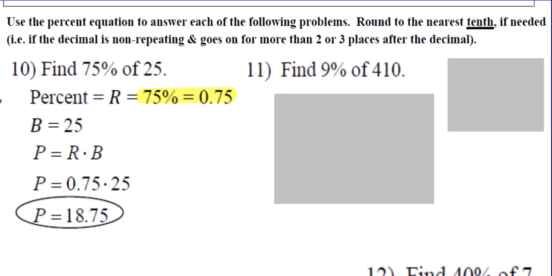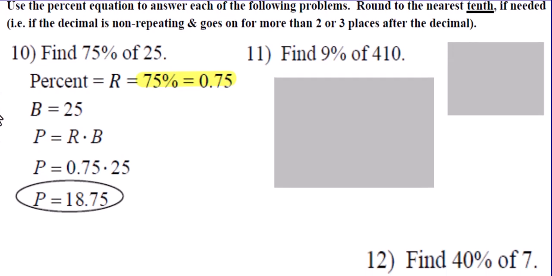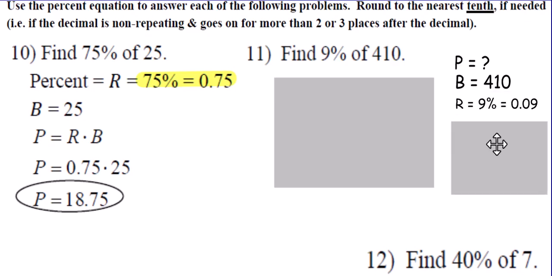So let's try a couple of these. 11 and 12, certainly if you want to try them on your own, you're welcome to do that. Number 11, if you want to listen to that one and then try number 12 on your own, it's not really a bad strategy here. So number 11 says find 9% of 410. So 410 is our base. 9% is our percent R, but as a decimal, that will be 0.09.